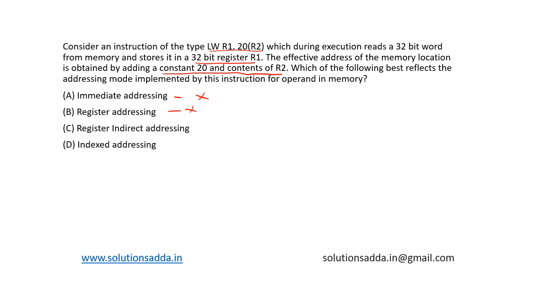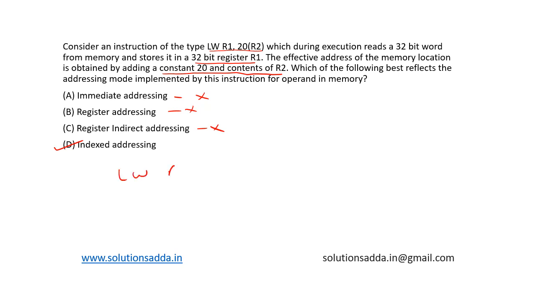Option C, it would say that the operand is in the address specified by the register. This is also not the case. This is also wrong. So the correct answer is option D, indexed addressing. Here we say that the operand is given by the index address. Now let's see how it happens.